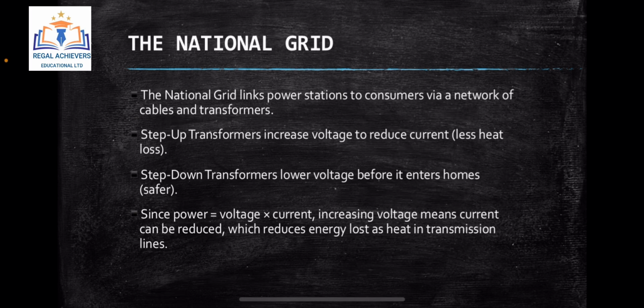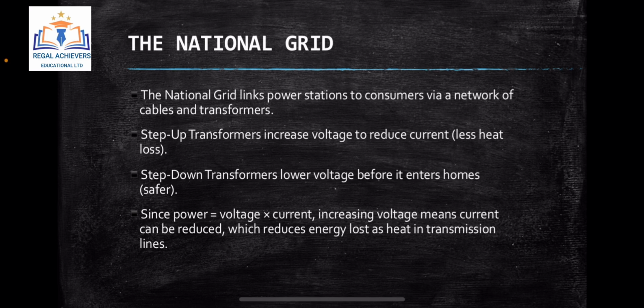Then the national grid. The national grid links power stations to consumers via a network of cables and transformers. We have what we call the step-up transformer, which increases voltage to reduce current. So in such a case, less heat is being lost. Then we have the step-down transformer, which lowers voltage before it enters the home. Since power equals voltage times current, increasing voltage means current can be reduced, which reduces energy loss as heat in transmission lines.